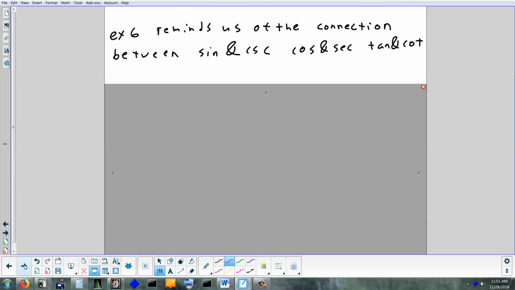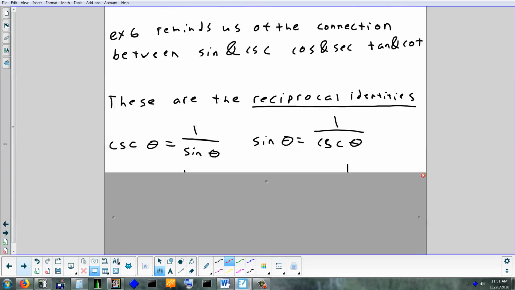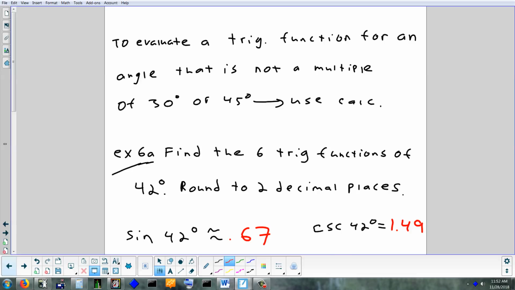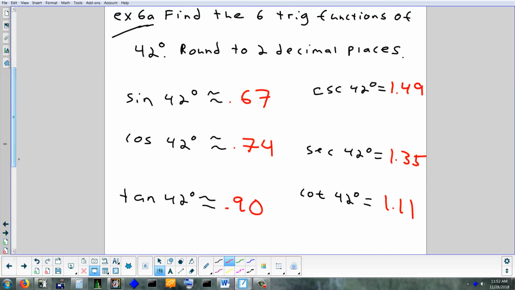Okay. So the last thing, and I'm probably just going to give you the formulas today, and then we'll finish it up. It'll probably take about 10 or so minutes tomorrow. When we look at example 6, just go back to it for a second. The only way we could get the cosecant, the secant, and the cotangent was to flip the reciprocal.